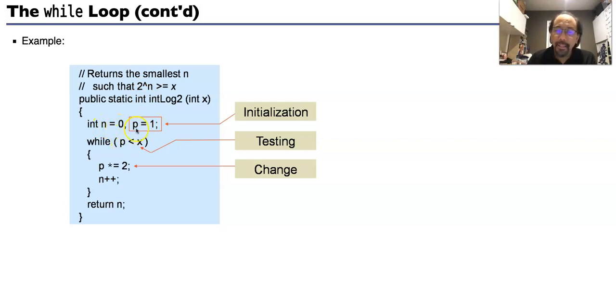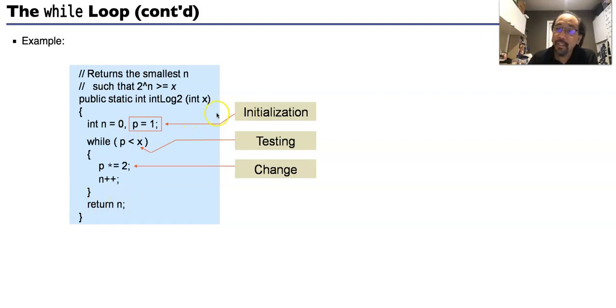And then we're going to test this value of p. If it's less than x, which is our 2 to the n, we're going to multiply that value by 2. So the first time it's 1, then it's 2, then 4, then 8, every time we loop around here. Eventually, this p variable, which represents 2 to the n, will be bigger than x. And once that happens, we stop looping and we return the value of n.